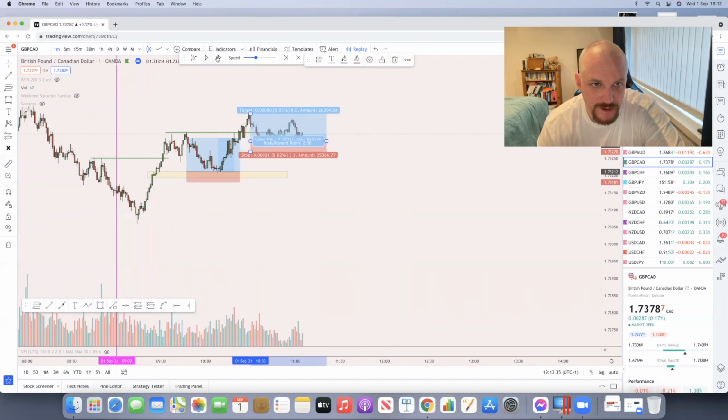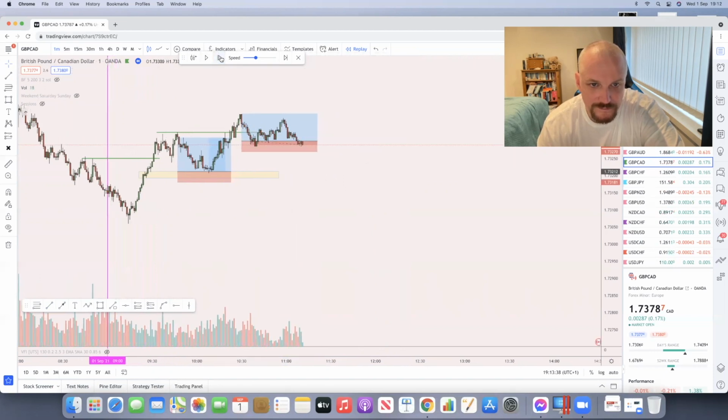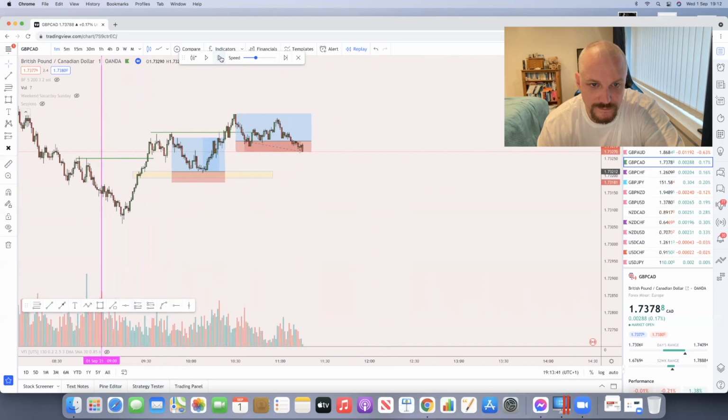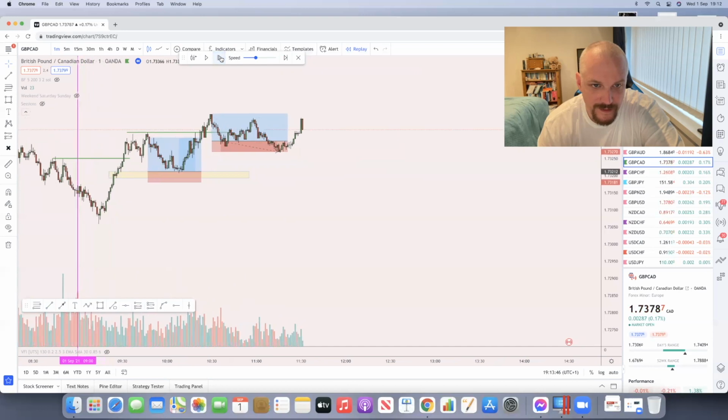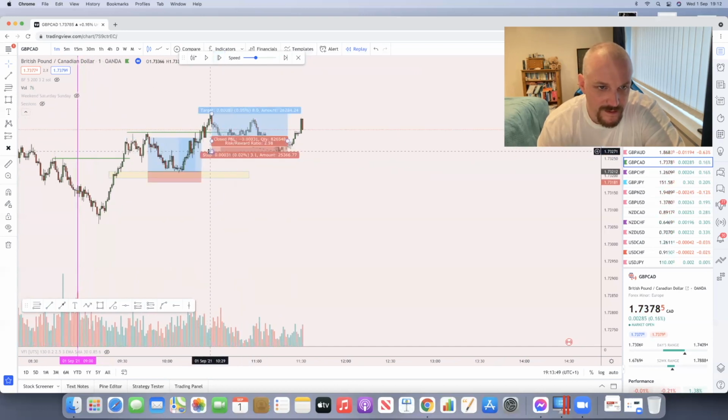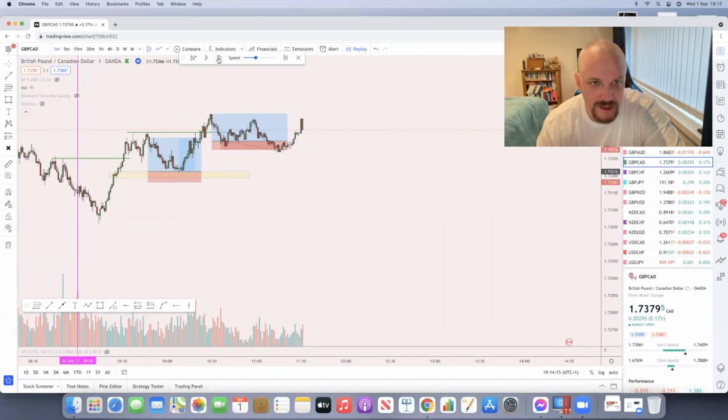Play this a bit further out. In fact, yeah, that's correct. From there, I think that would have stopped us out with the imbalance. Have we got imbalance? Maybe from there. Yeah, it's below that one there, so that would have stopped us out. Let's just keep playing this.